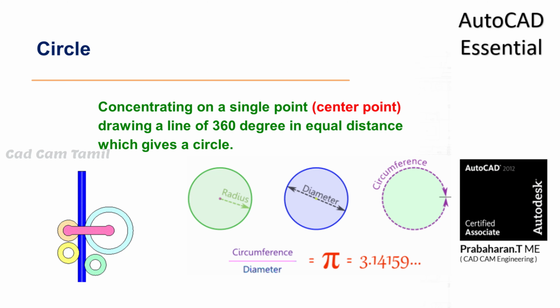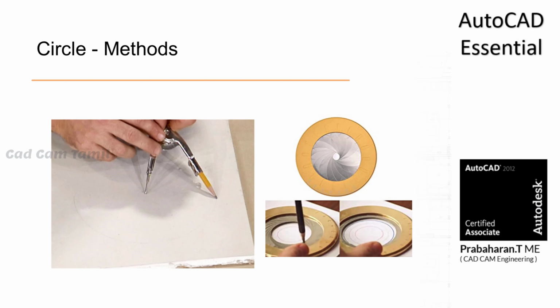How can we define a circle? A circle is nothing but concentrating or focusing on a single point, that is called the center point. Draw a line around 360 degrees with equal distance, that is called the radius, which will give us a circle. What tools do we need to draw a circle on paper? Generally, we have a compass, rings, sometimes bangles also. Apart from this, we have circle marking tools also. So these are based on the center point radius method.